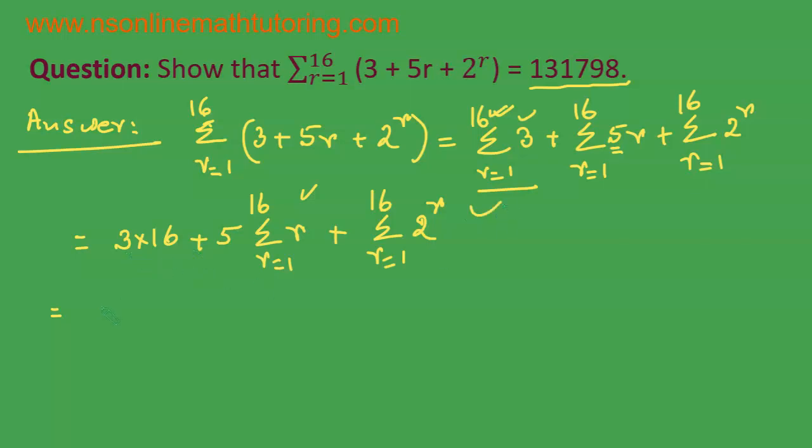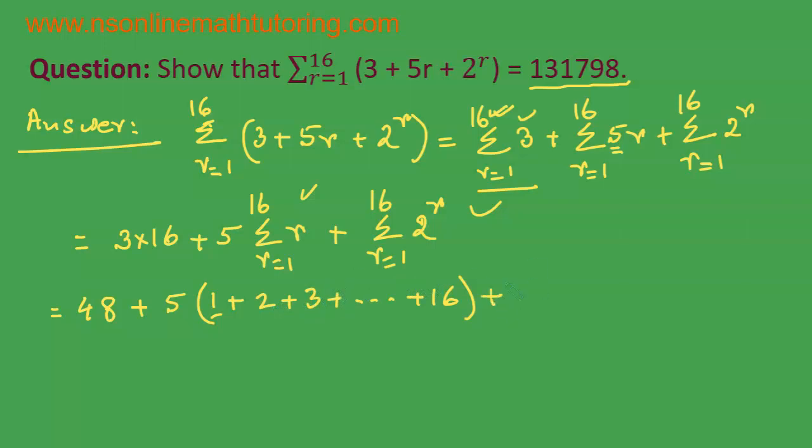And 3 times 16 is 48, plus 5 times, within the parenthesis, when r equal to 1, it is 1 plus 2 plus 3 and so on. It continues up to the number 16 because the final value of r is 16. Okay, so this is one of the series, and you see this is an arithmetic series. The first term is 1 and the common difference is also equal to 1.